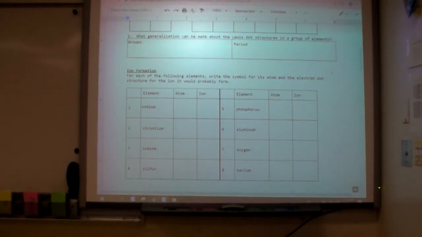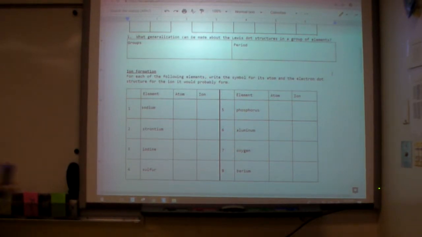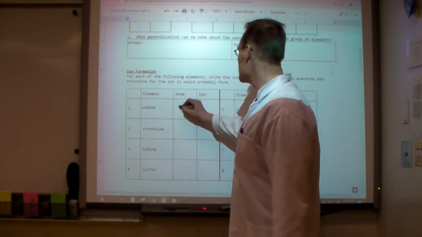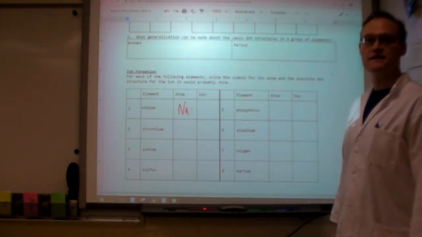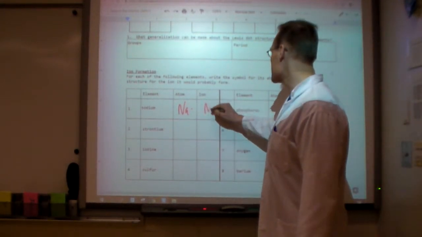Are you ready to do at least one? Okay, sodium as an atom ends up being Na with a dot. What's it going to do when it becomes an ion? It's going to lose it. So when it loses it, it's going to become Na plus.